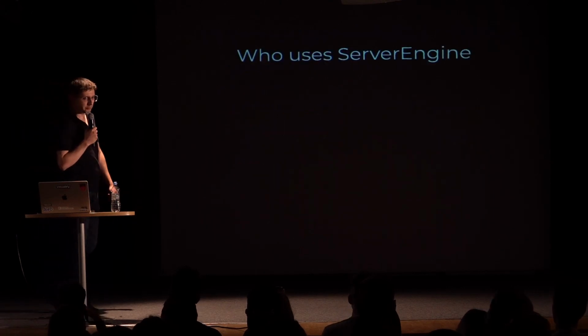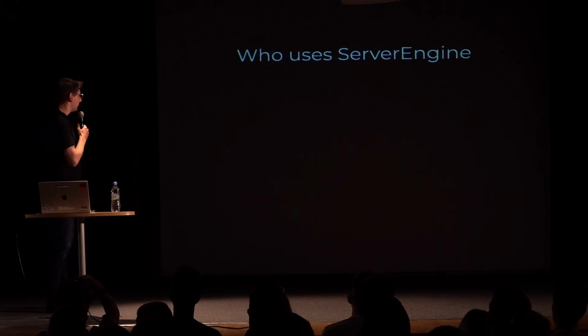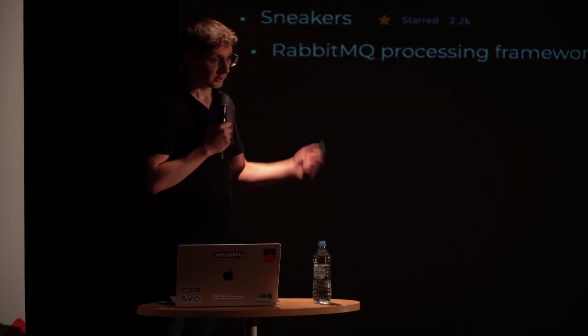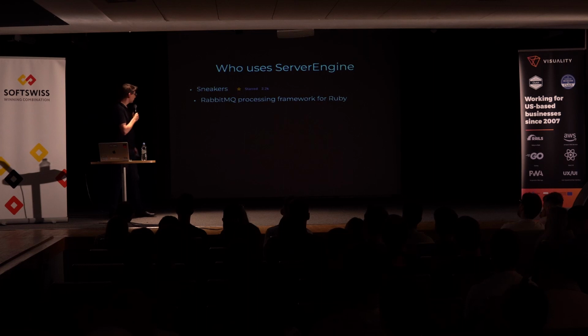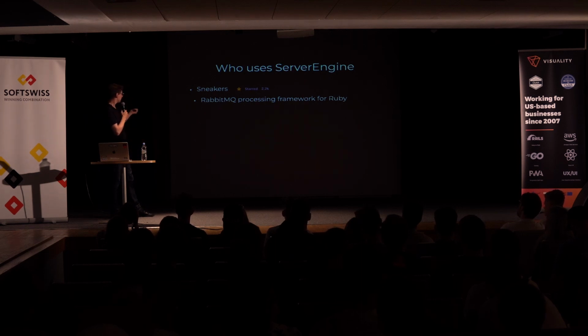I bet most of you haven't heard about ServerEngine, maybe most, but it is used by some quite big gems. One of those is Sneakers. This is where I actually found ServerEngine. It's a gem for processing Ruby RabbitMQ queues. And this Sneakers allows you to run a server and workers that would consume messages from RabbitMQ.